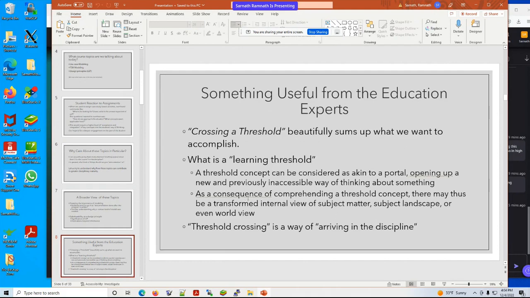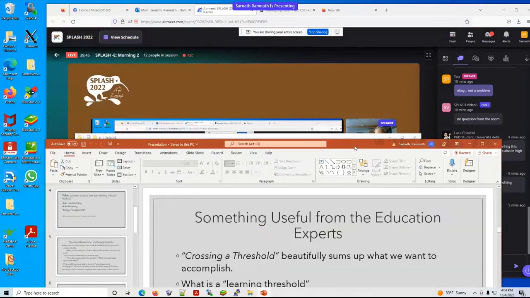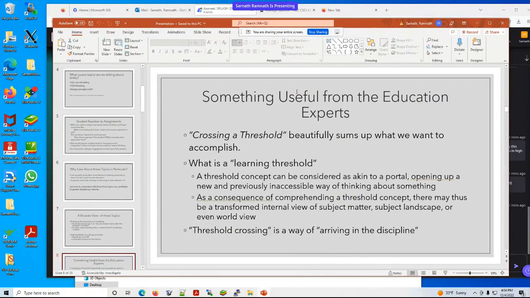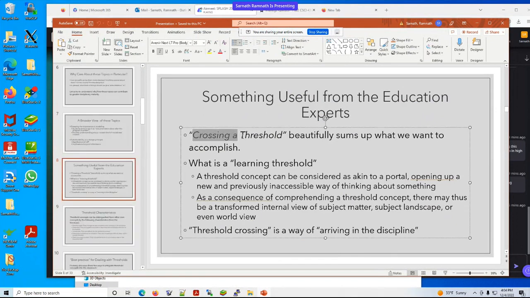When it comes to these kinds of issues, as to what is important and how we should go about addressing it, it is useful to see what is going on in the education literature. There is a particular concept that was introduced only about 20 years ago, and it has received a lot of attention. It is the notion of threshold concepts.